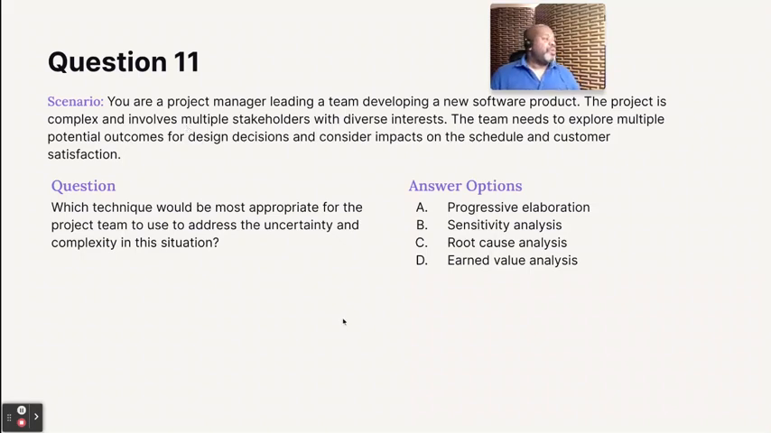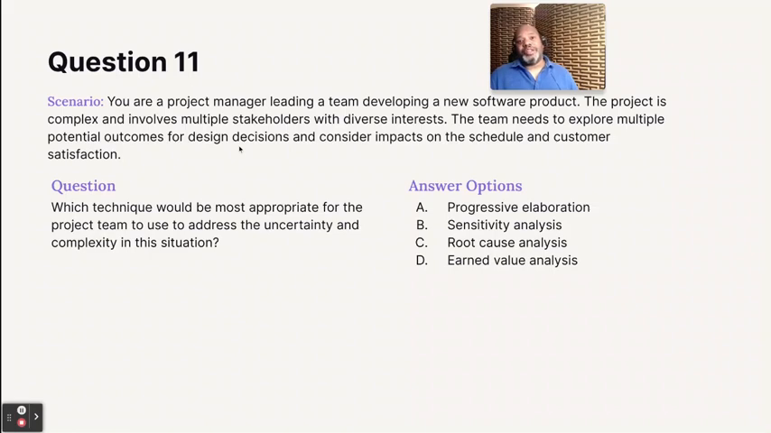Which technique would be most appropriate for the project team to use to address the uncertainty and complexity in this situation? Now it says this situation, so we need to know what situation we are talking about. We don't start from the top of the scenario question, we start from the last sentence of the scenario statement. And it says the team needs to explore multiple potential outcomes for design decisions.